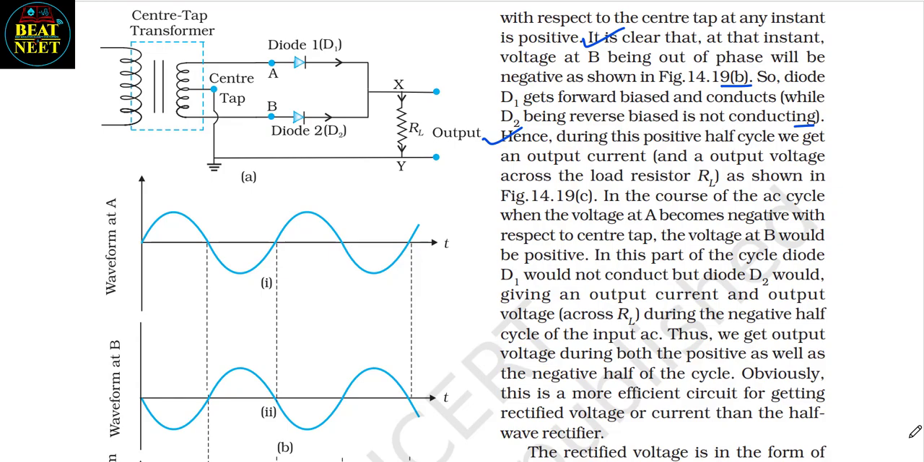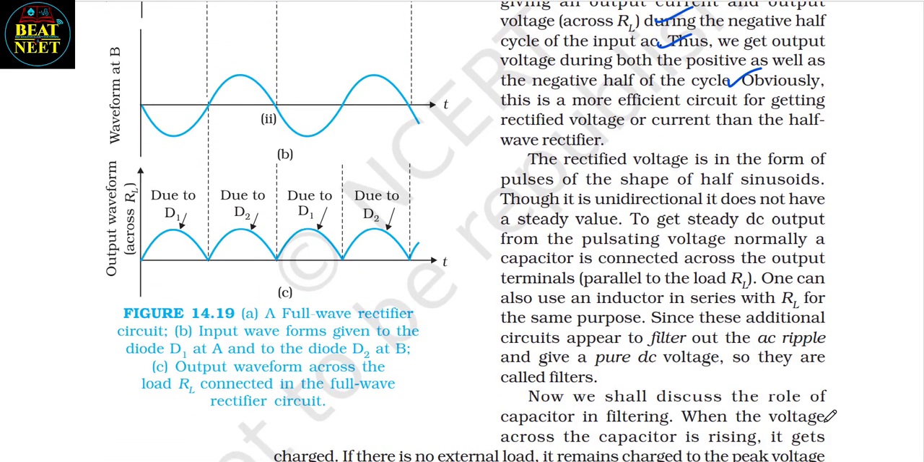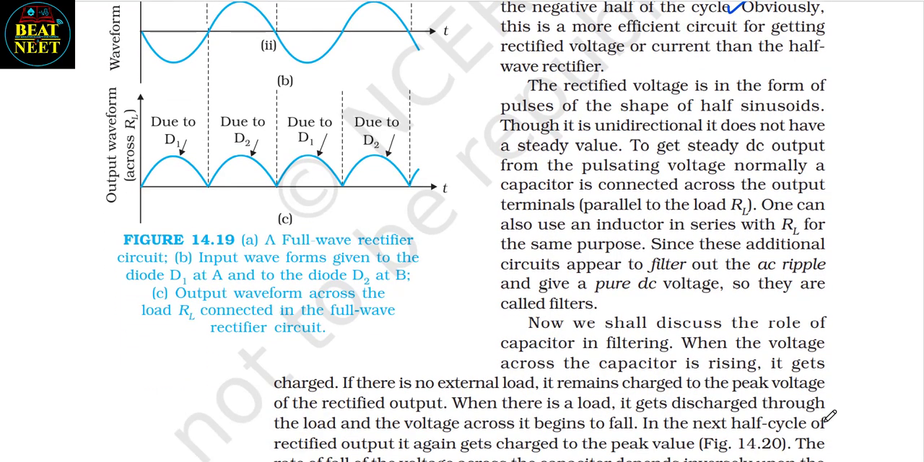in figure 14.19c. In the course of the AC cycle, when the voltage at A becomes negative with respect to center tap, the voltage at B would be positive. In this part of the cycle, diode D1 would not conduct, but diode D2 would, giving an output current and output voltage across RL. During the negative half cycle of the input AC, thus we get output voltage during both the positive as well as the negative half of the cycle. Obviously, this is a more efficient circuit for getting rectified voltage or current than the half wave rectifier.